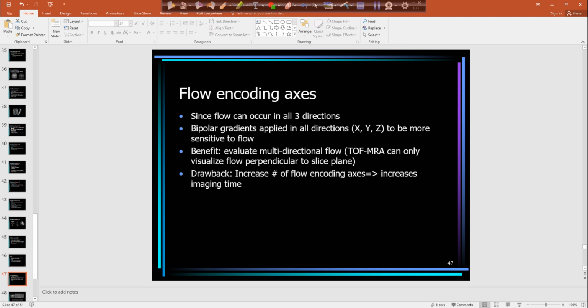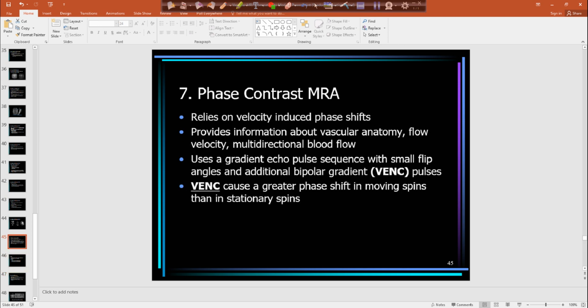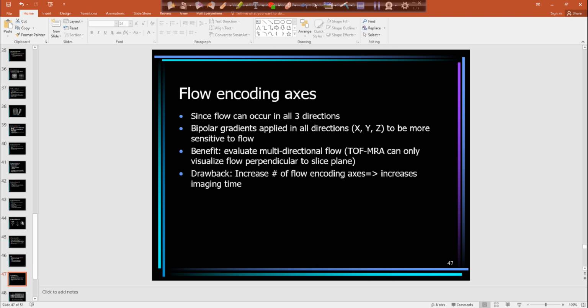And another thing we said is that it can visualize multi-directional blood flow. How it does that is basically by applying those gradients in all three directions. So these bipolar gradients can be applied in the X, Y, and Z axis, which will make it more sensitive to flow. So the benefit is being able to evaluate multi-directional blood flow.